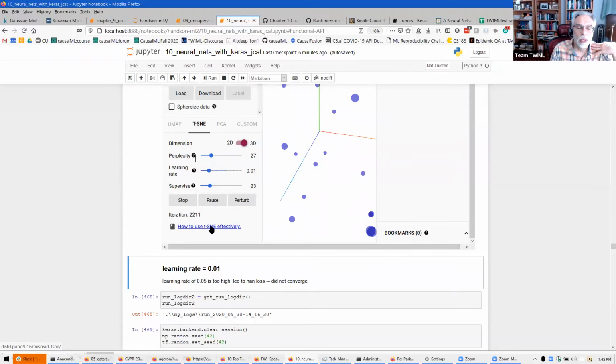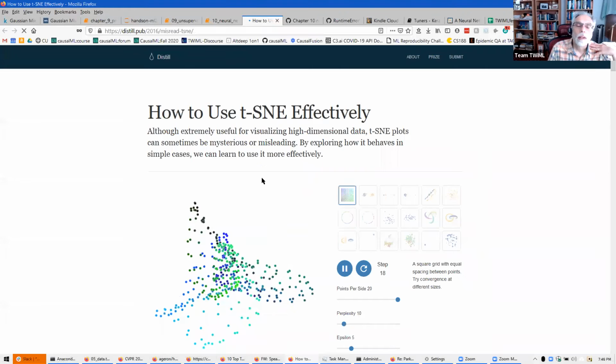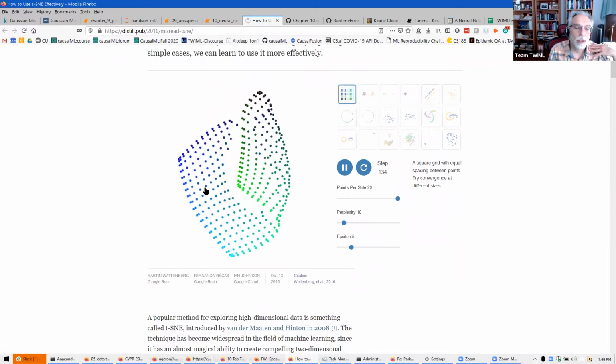And I guess there's a link here that tells you how to use it effectively. So that's nice. Oh, what does it say? Oh, it's got its own simulation here.